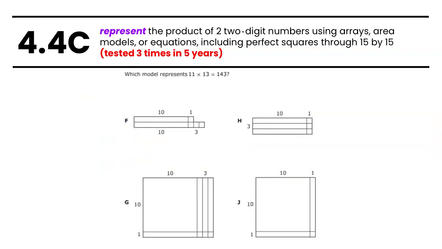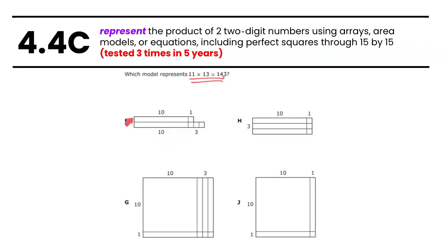Let's look at this STAAR released question for 4.4c. We want to know which model represents that product that we just did on the previous slide. Well, what you're going to notice is that if students are able to at least set up their model by decomposing the 2-digit number into nice parts, they're going to get this question correct. And so if you look at letter G, that is the only one that decomposed 13 and 11 into 2 nice parts. F is sort of confusing.